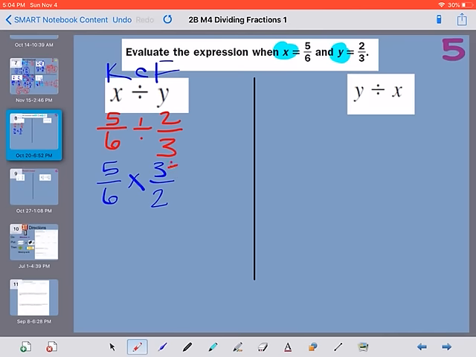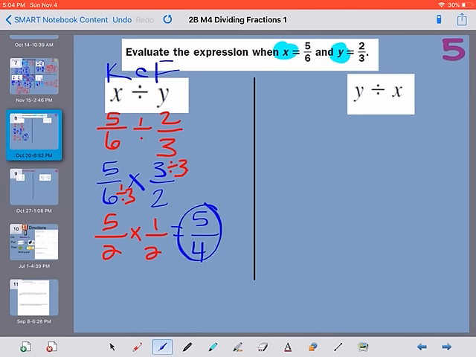So we can simplify the 3 and the 6 by dividing by 3. 5 and 2 we cannot simplify. So we have 5/2 times 1/2, which leaves us 5, and 2 times 2 is 4. 5/4, or if we change that to a mixed number, 4 goes into 5 one time, and we have one piece left over, 1 and 1/4.